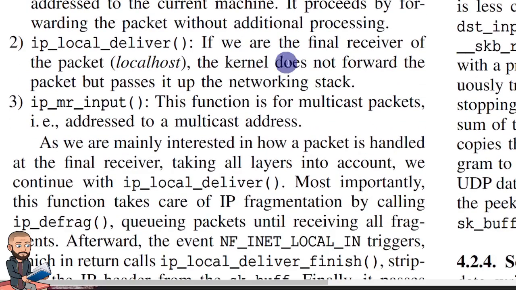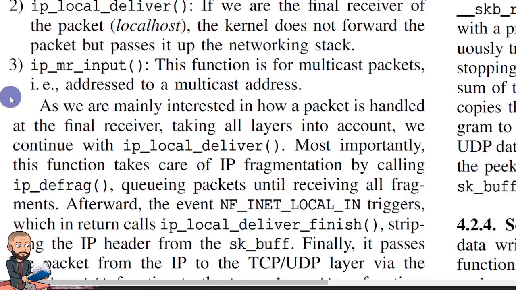If we are the final receiver of the packet, localhost, the kernel does not forward the packet but passes it up the networking stack. And then number 3 is IP MR input. This function is for multicast packets, that is, addressed to a multicast address. So what is that for?